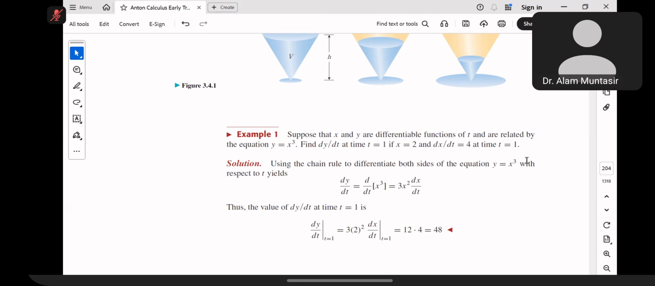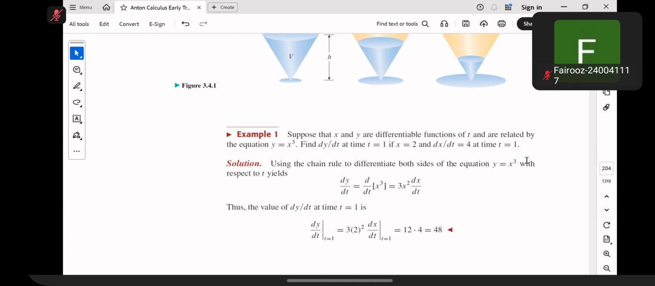And now you have to apply the initial conditions or the given conditions. So what were the given conditions?